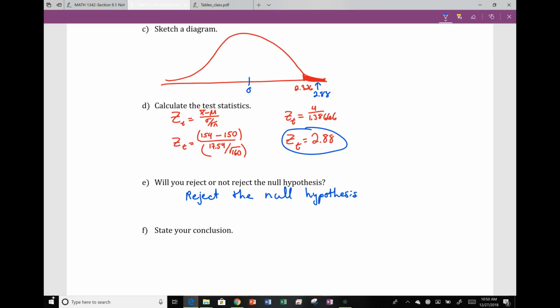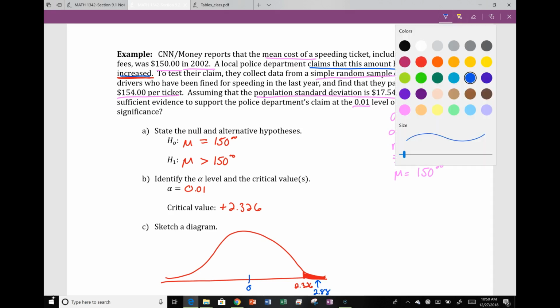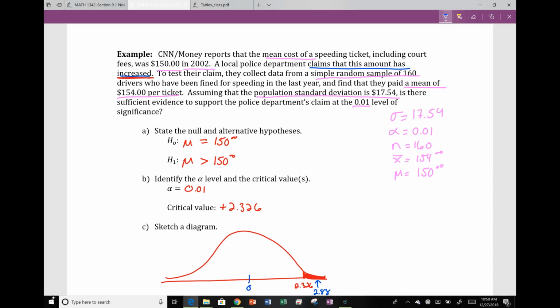When we begin to talk about the conclusion, what were we even discussing? We said that a local police department claims that the amount has increased. So we were claiming this. We rejected the null hypothesis, so I'm going to kind of mark it out. We rejected it, we got rid of it. Is the price of the speeding tickets greater than 150 now? Yes, because we are keeping this one.